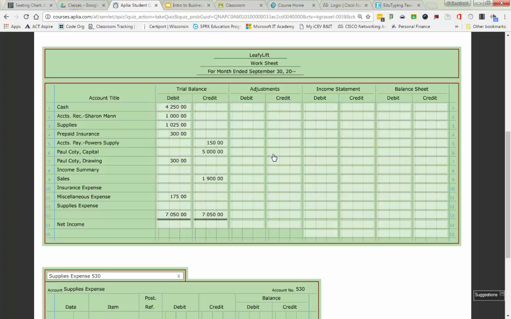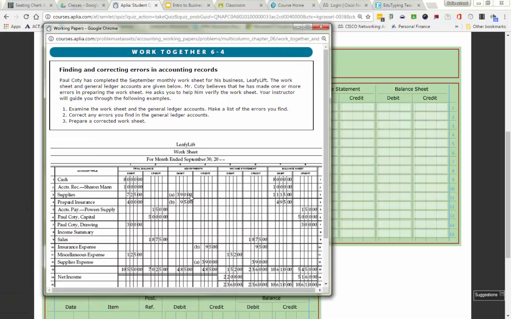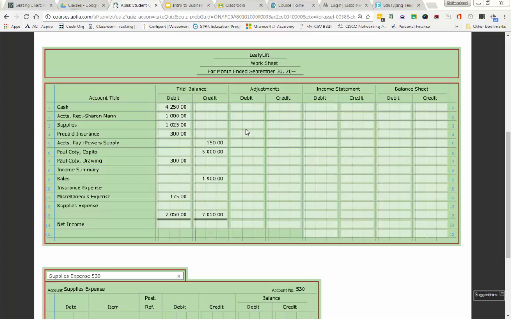So when we look at our worksheet, what we're going to assume is that Mr. Cody knew that we really did use up $390 worth of supplies. So we're going to use the number that Mr. Cody put in the adjustment column, but we're going to use it correctly. So we're going to credit supplies $390, and then we would debit supplies expense for $390, and the same thing for our prepaid insurance. Prepaid insurance is going to be credited $95, and insurance expense will be debited $95. So we have our two adjustments there.